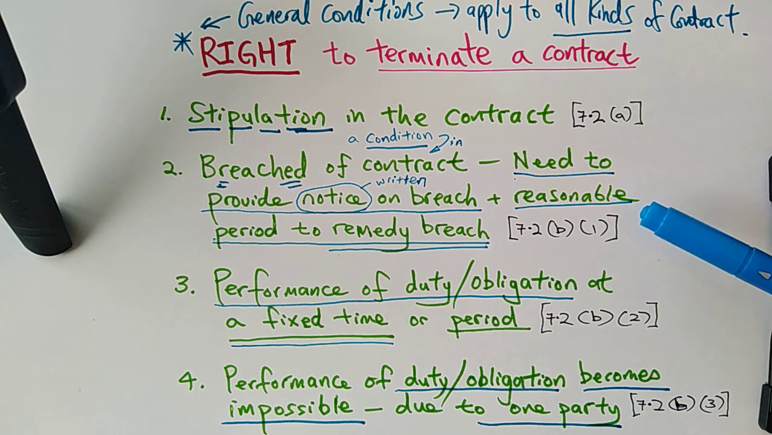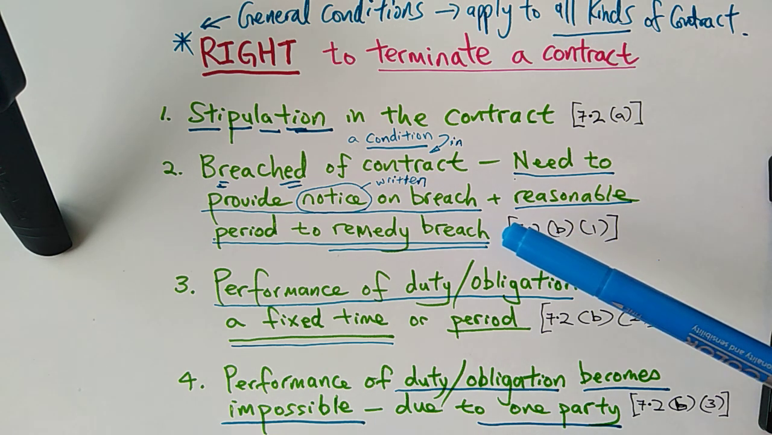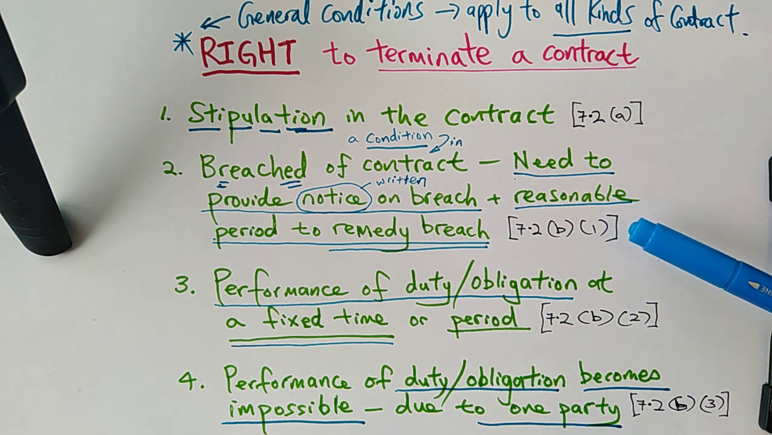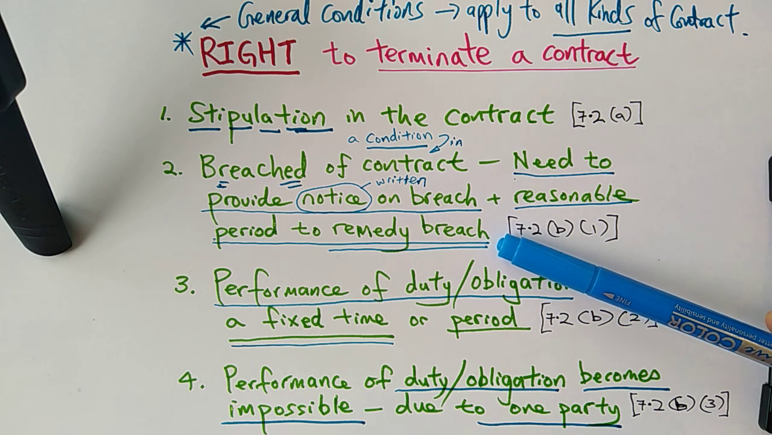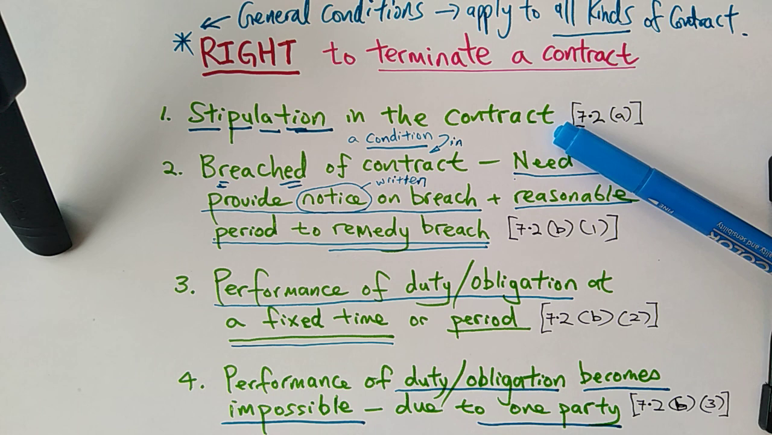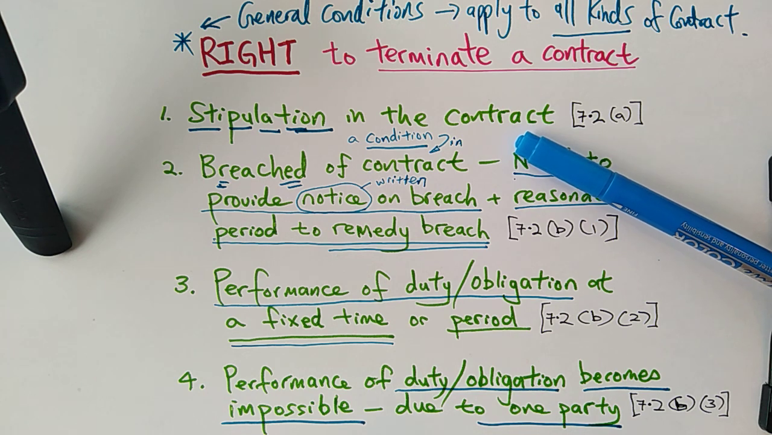But take note that number two doesn't give rise to the immediate right to terminate. There must be a notice to be given to provide an opportunity, a time also, for the other party to remedy the breach. Right? If you don't want this, then write it clearly into the contract that if this happens, you have the right to immediately terminate. Write it into the contract. And if that really happens, you have the right to terminate immediately.